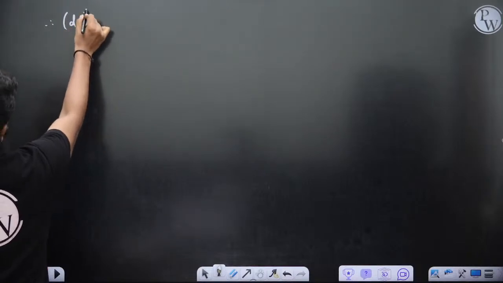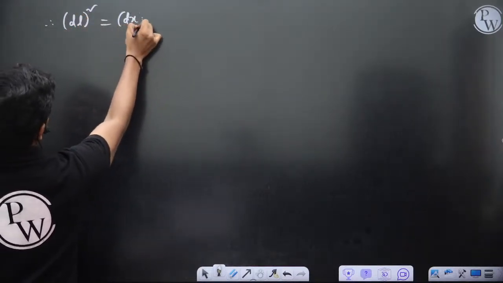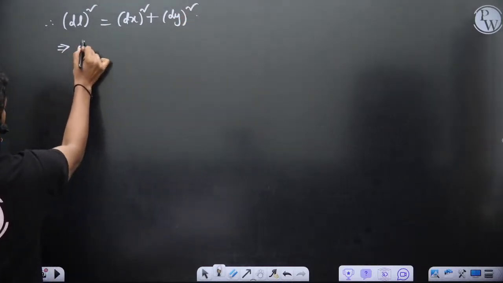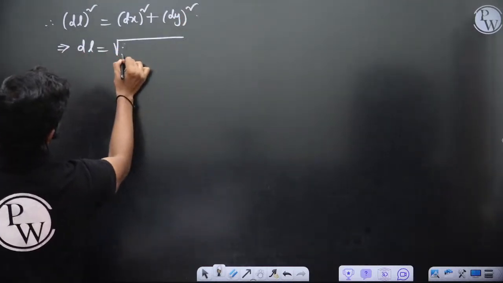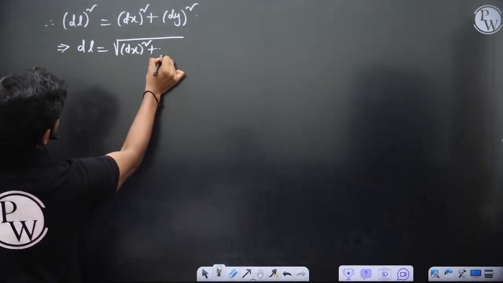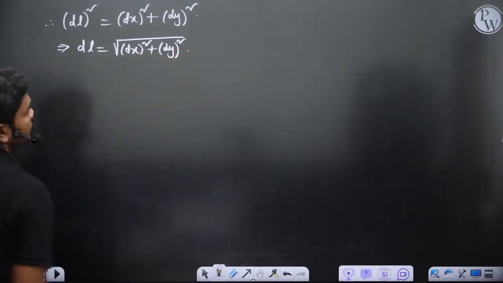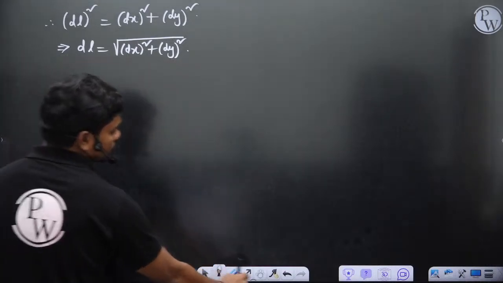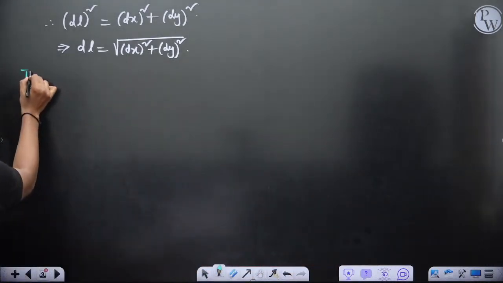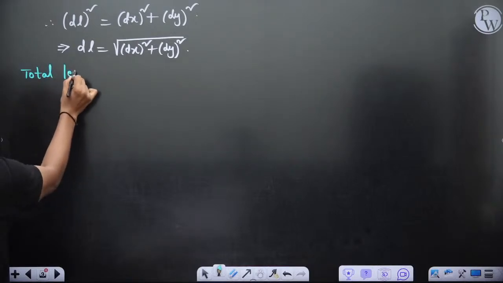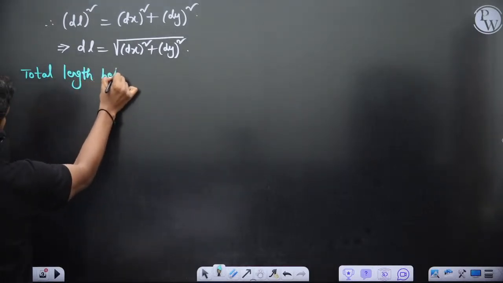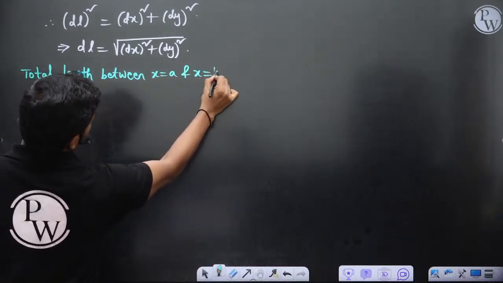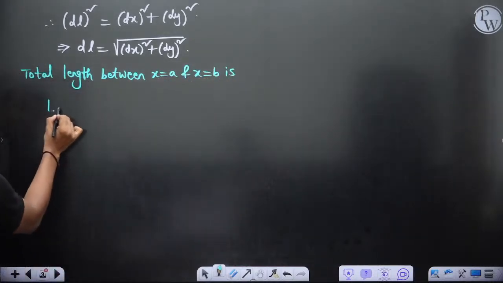Now therefore dl square is equal to dx square plus dy square, of course. So this tells you dl, the small elemental length, is equal to root of dx square plus dy square is what you get. So the small length is dx whole square plus dy whole square under square root. So therefore the total length between x equal to a and x equal to b is L is equal to integral dl.